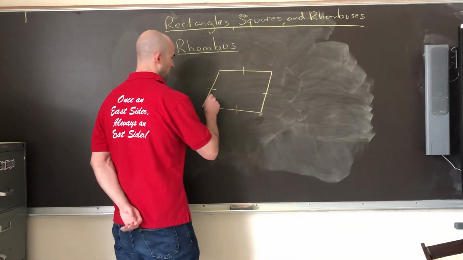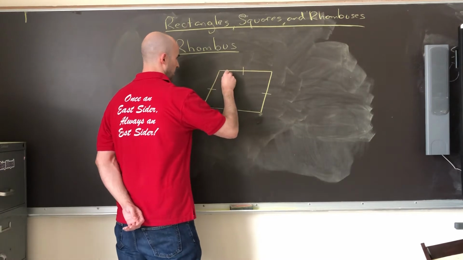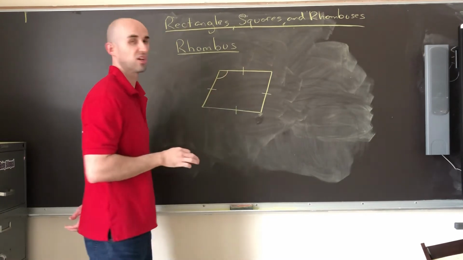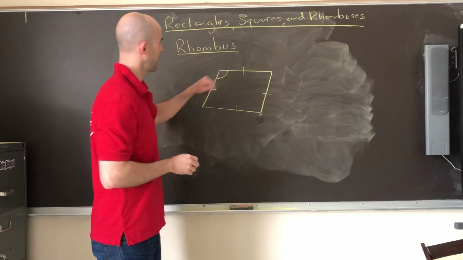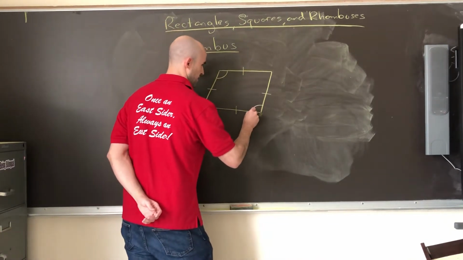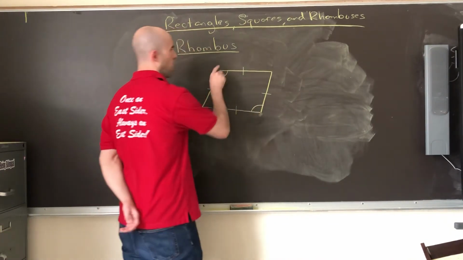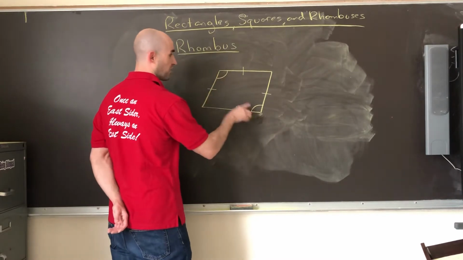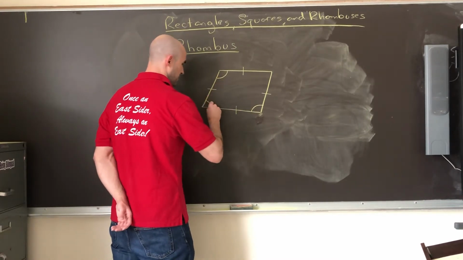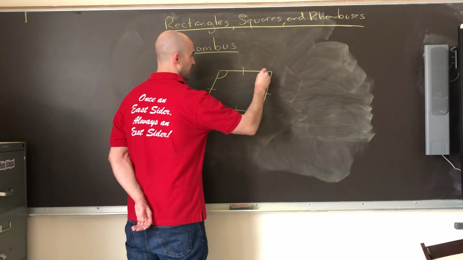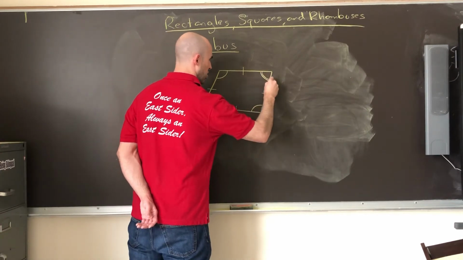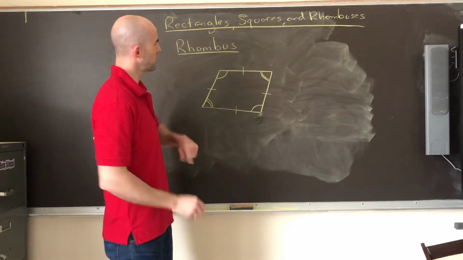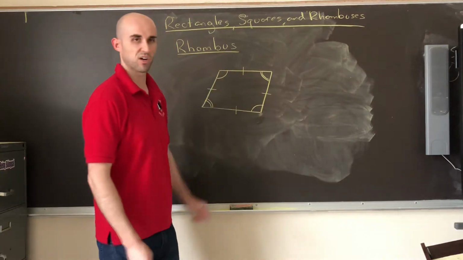So what we know about a rhombus is that opposite angles are congruent, right? So if that's 100, this one here is going to be 100. Opposite angles are always going to be congruent. One curve and one curve to show they're the same. These are going to have 2 and 2, to show again that these two angles are congruent to each other, and these two angles are congruent to each other.